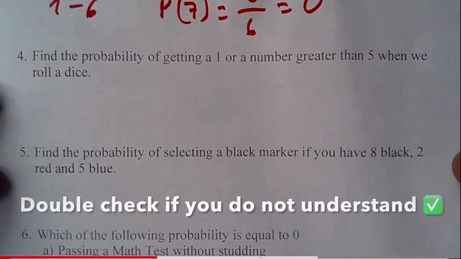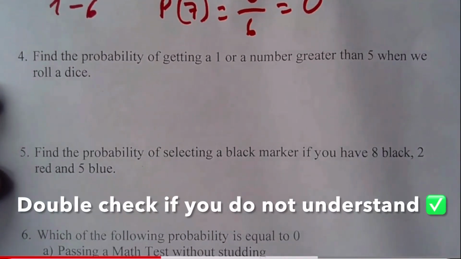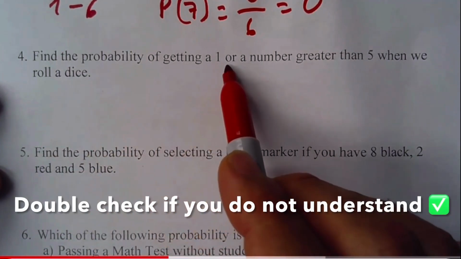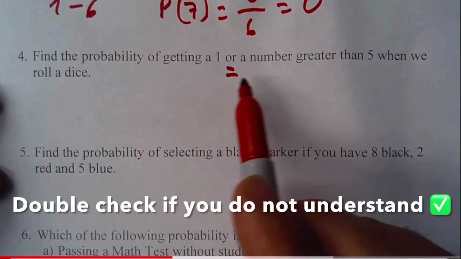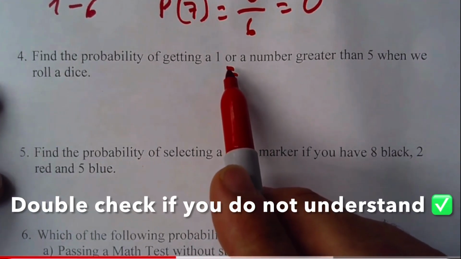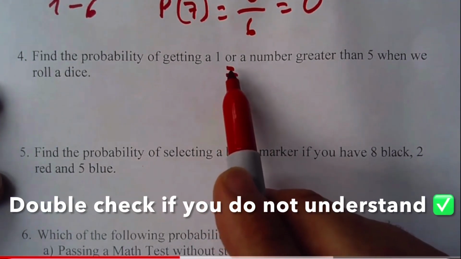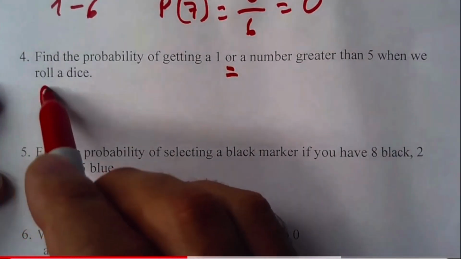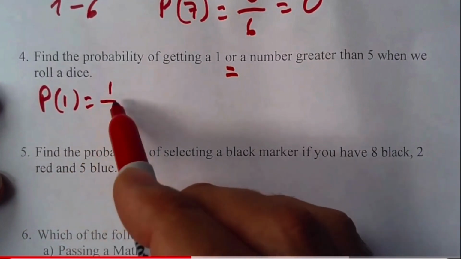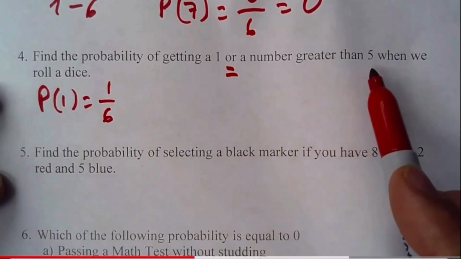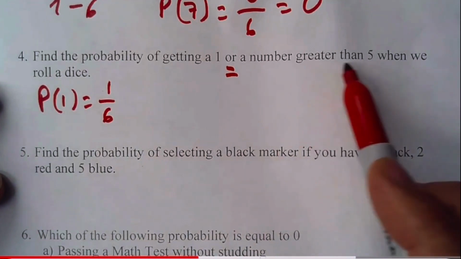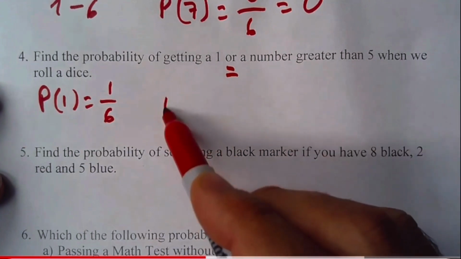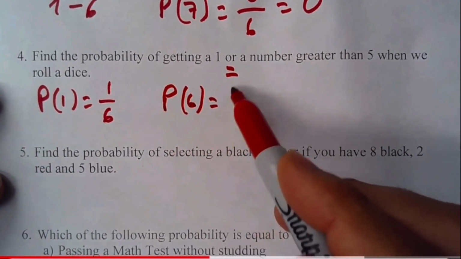Okay, the next one says, find the probability of getting a 1 or a number greater than 5 when we roll a dice. That word "or" is very important when we're talking about two events, because the word "or" indicates that we have to add both probabilities. The probability of getting a 1 is 1 out of 6. For a number greater than 5, if it said greater than or equal, we would have to include the 5, but because it says just greater, it's just the 6. So the probability of the 6 is 1 out of 6.